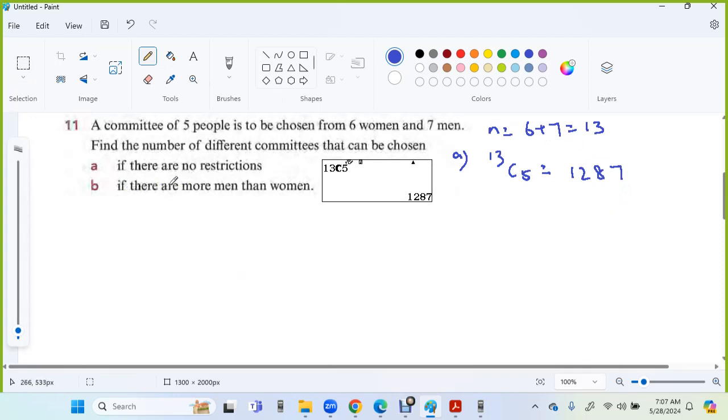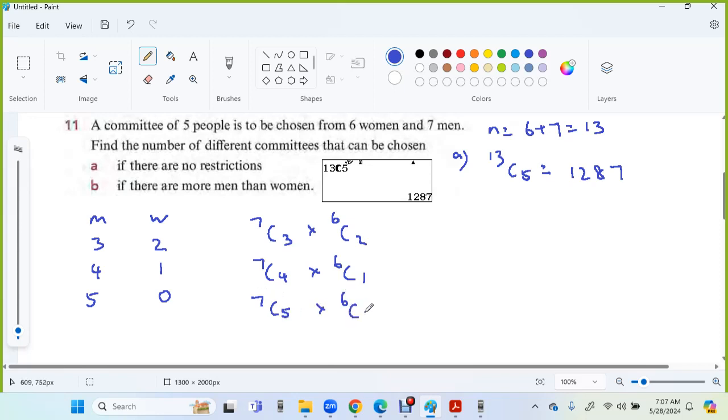Not, there are more men than women. So we have the man, woman. So we have 3 men, 2 women. And then 4 men, 1 woman, 5 men, 0 woman. Okay. So 7 choose 3, 6 choose 2. 7 choose 4, 6 choose 1. And then 7 choose 5, 6 choose 0.